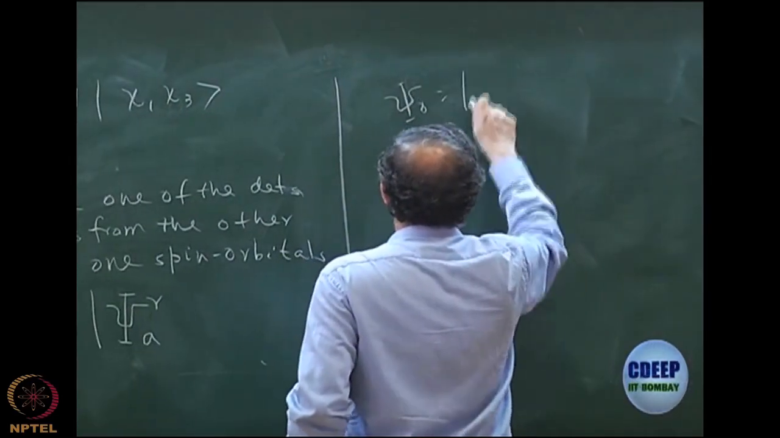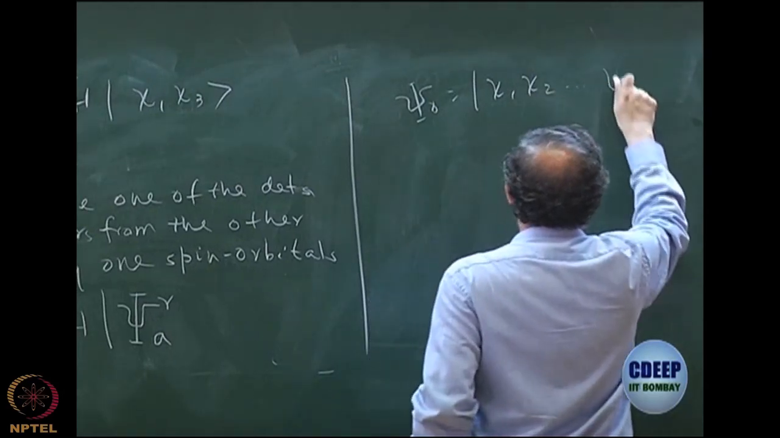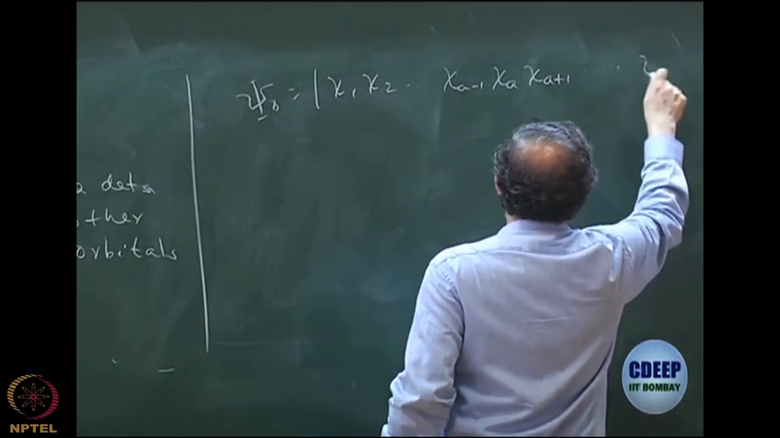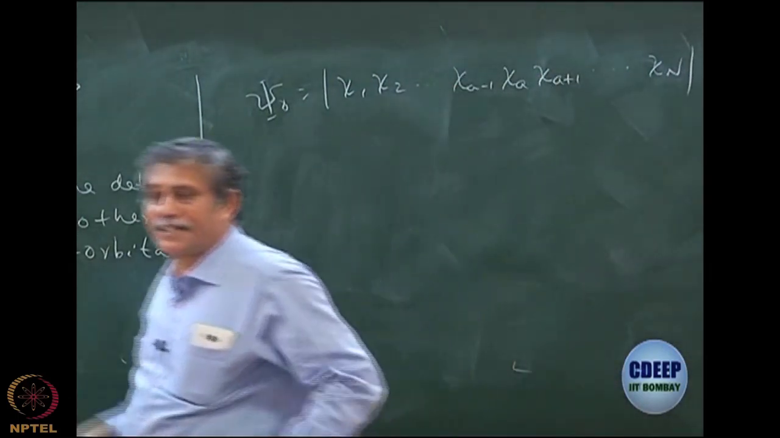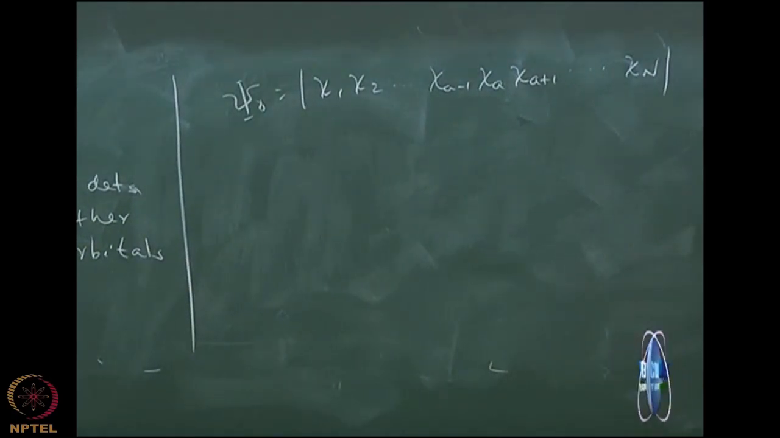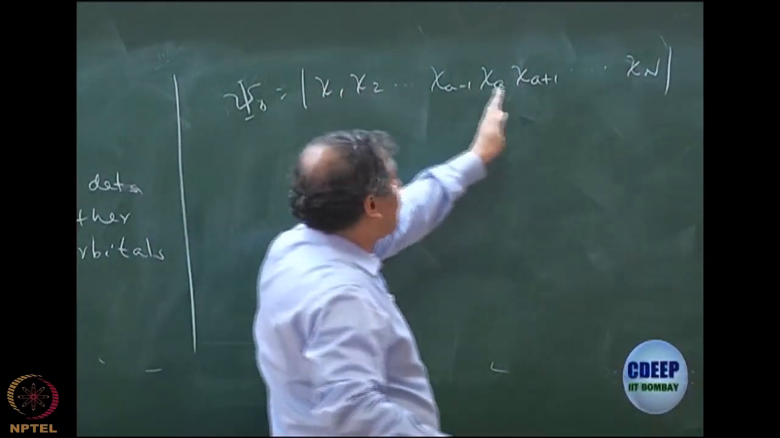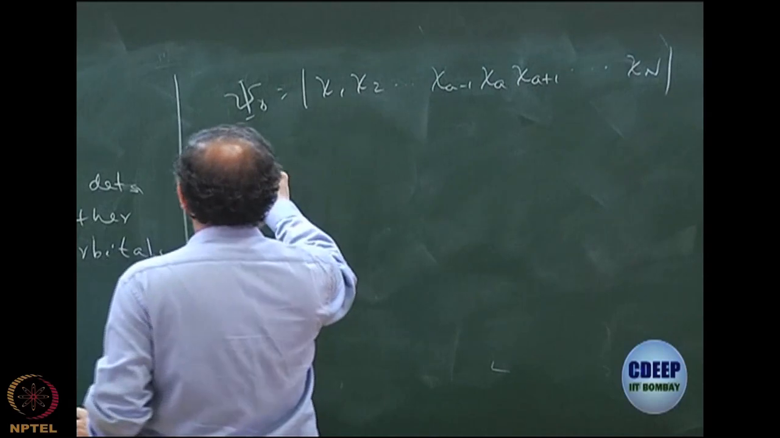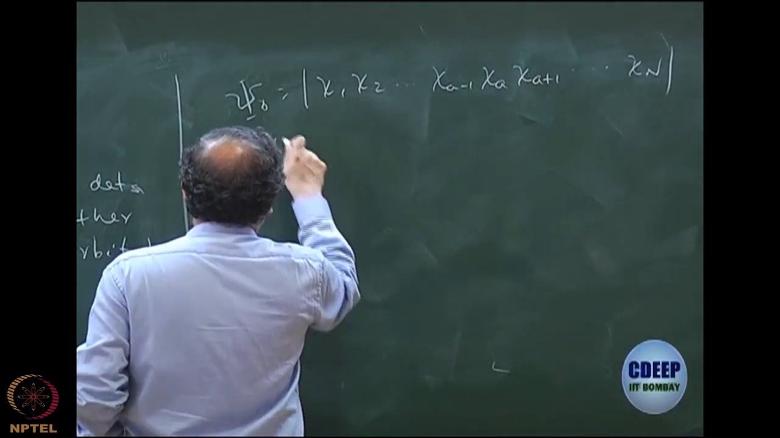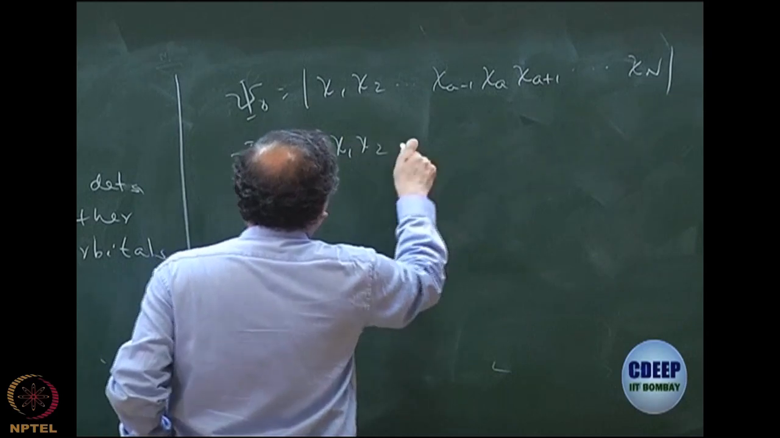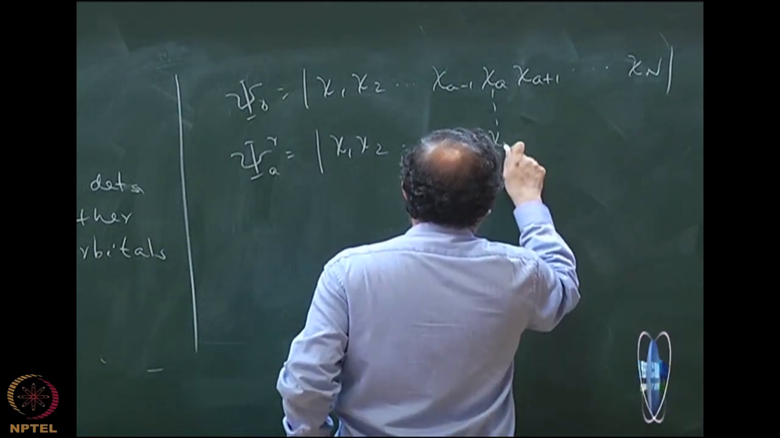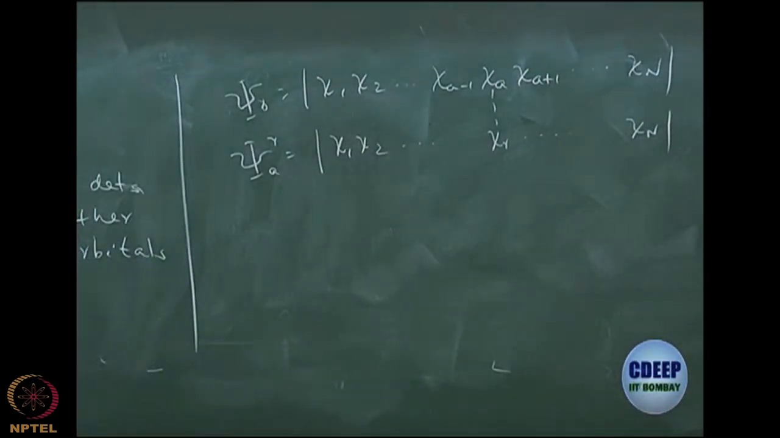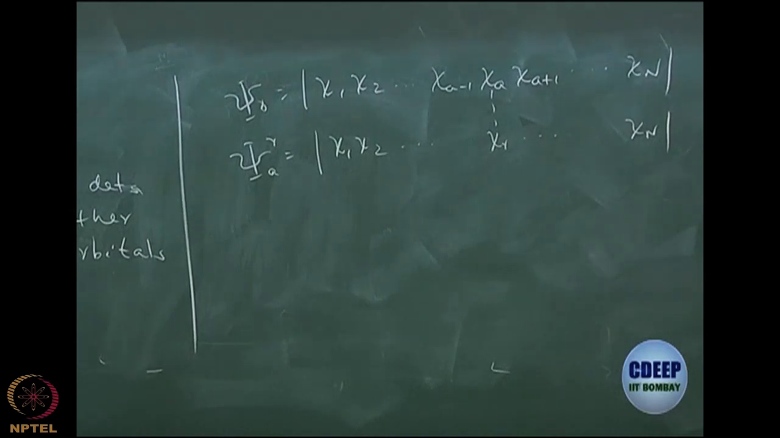Let me write down psi naught. So psi naught is chi 1, chi 2, etc., chi A minus 1, chi A, chi A plus 1, and so on up to N. Here chi A is some number, let us say 4. So I have just written explicitly chi 3, chi 4, chi 5, and the rest I am not writing. Around A I am writing deliberately. Then what is psi AR? Psi AR is exactly the same form, except that A is replaced by R and the rest remains the same. Only one number is changed, one spin orbital is changed.